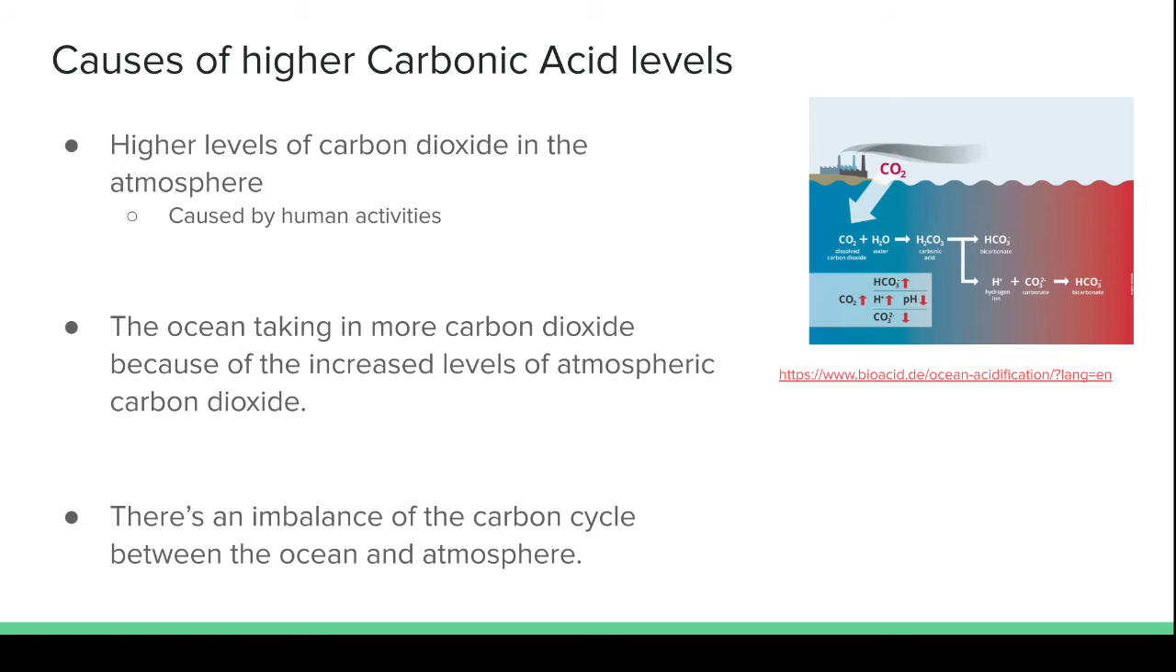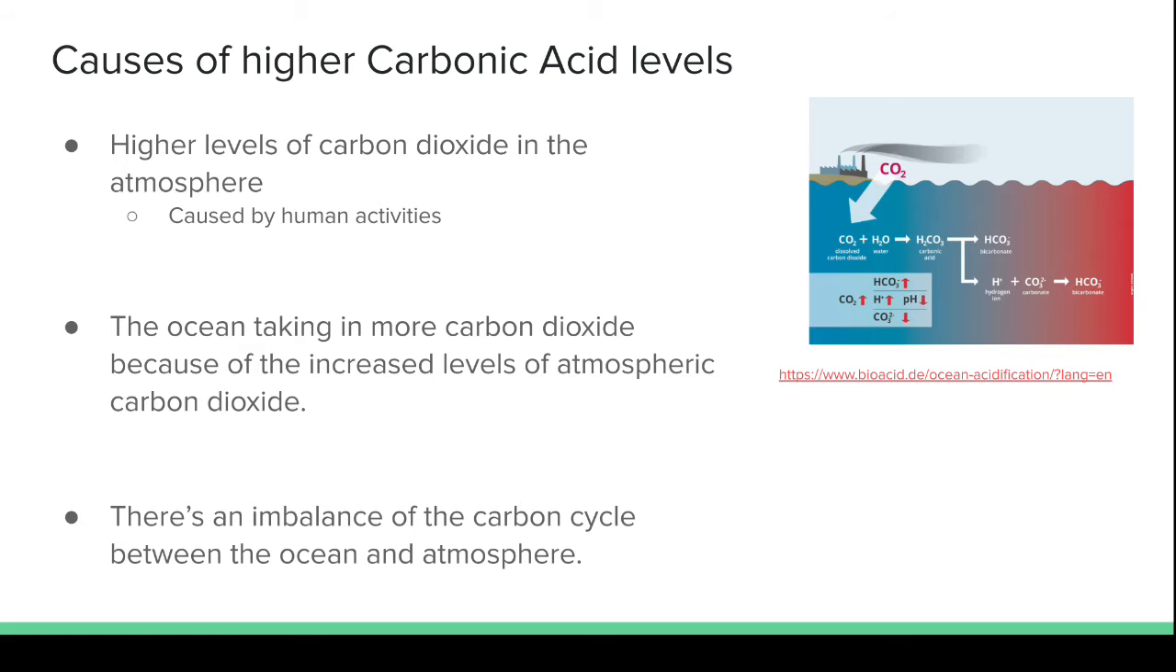There's an imbalance of the carbon cycle between the ocean and the atmosphere. In the carbon cycle, the ocean takes in carbon dioxide and then spits some carbon dioxide back into the atmosphere. Due to the abundance of carbon dioxide coming in, the ocean is unable to keep up with the atmosphere and spit out carbon dioxide back into the atmosphere at the same rate.